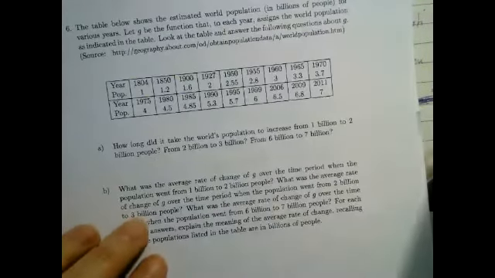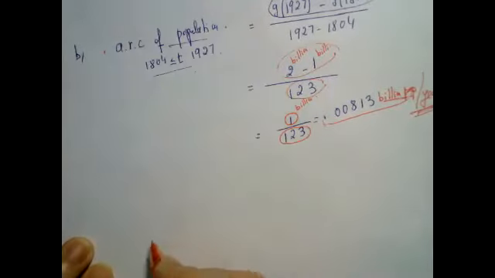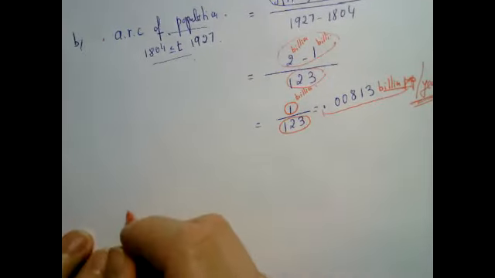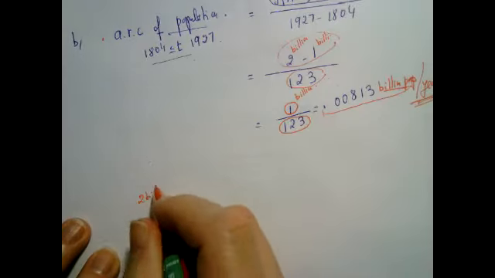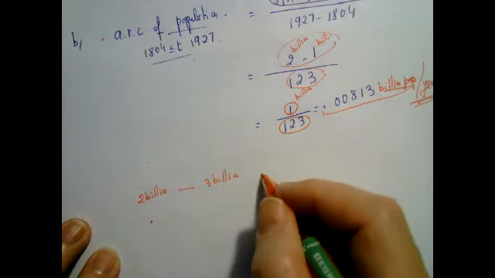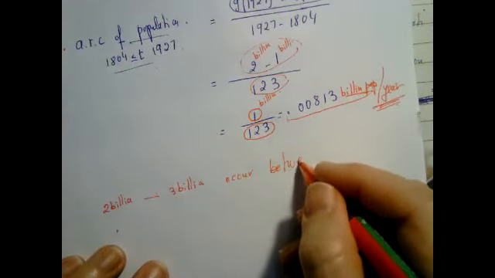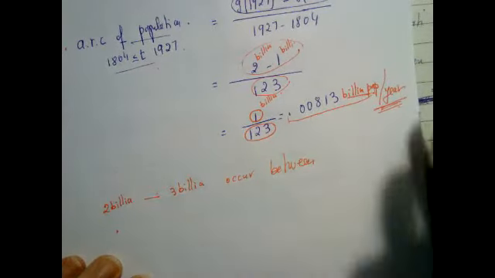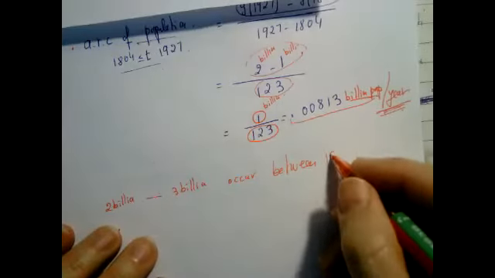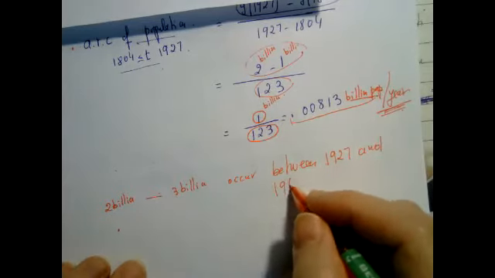All right. Now, what was the average rate of change over the period when the population went from 2 to 3? So when the population went from 2 billion to 3 billion, this occurred between the following time. From 2 billion to 3 billion, we figured it out a minute ago. It occurred between 1927 and 1960.